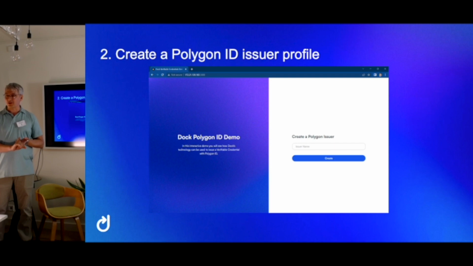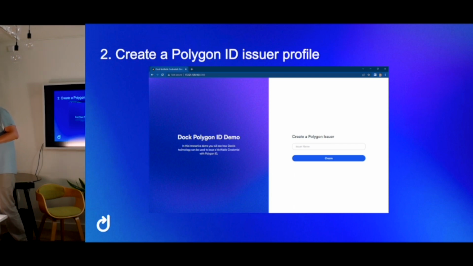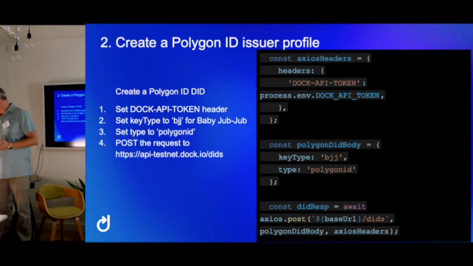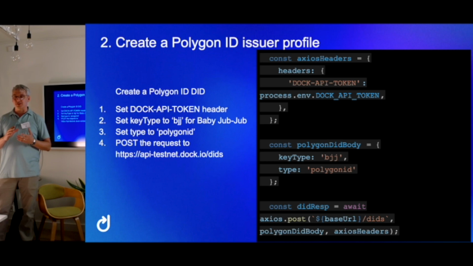So it's getting a Polygon ID DID. Very simple. Enter a name. It goes in and does it. Now, creating the DID is actually a 2-step process. The first thing is creating the DID. So that goes and creates a Polygon DID.